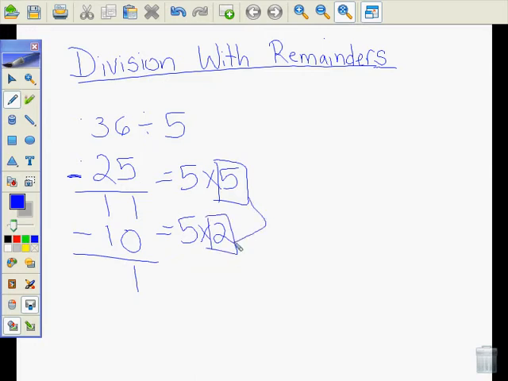So now I need to take my 5 and my 2 and add them together, which gives me 7. But I've got this 1 right here left over. The only thing I can do with it is add it as my remainder, which just means I have 1 left over, because I know 5 cannot go into 1 evenly.